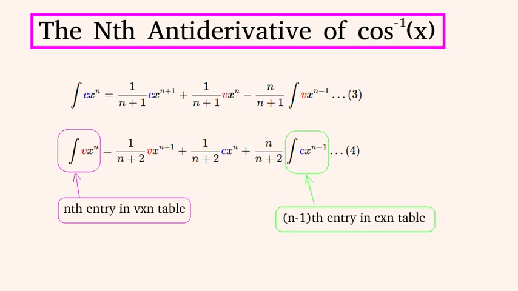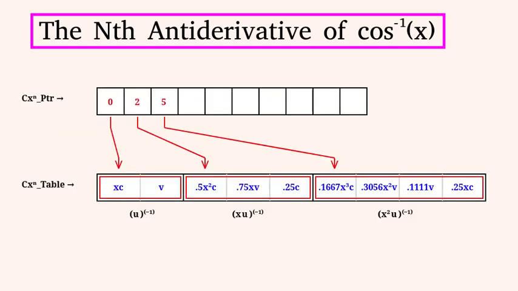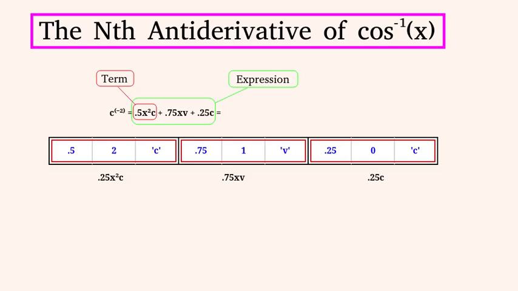An integral sum can be thought of as a reference to an expression in a table. So this is how an expression is stored in the CXN table. The VXN table is similar, with an array of pointers pointing to the start of each expression in a table array. So this is how an expression is stored in the table array, with each term occupying 3 elements in an array of numbers, and each set of 3 elements coming after each other like this.